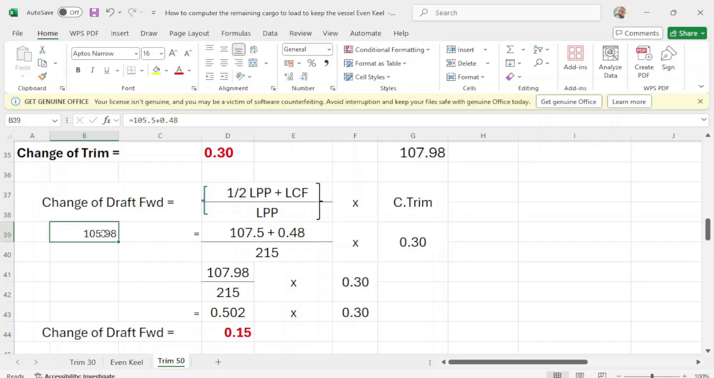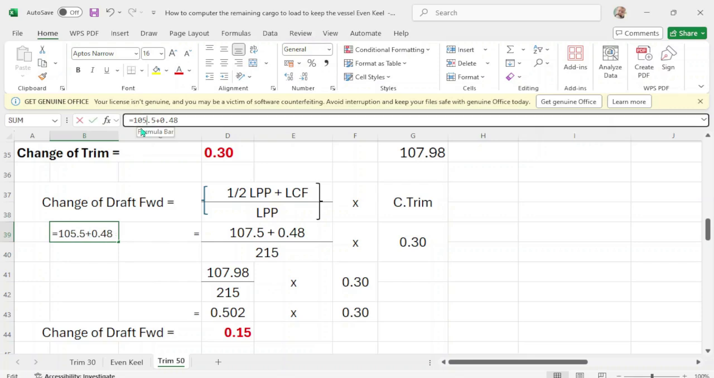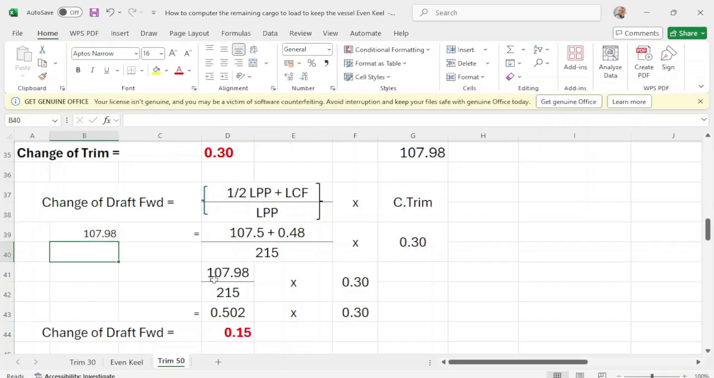Is that correct? 107, I'm sorry. It should be 107. 107.5 plus 0.48 equals 107.98, okay? Over your 215 times your change of trim. Okay, take this one out. Divide this together, that will be 0.050 times your change of trim, and your change of trim forward is 0.15.